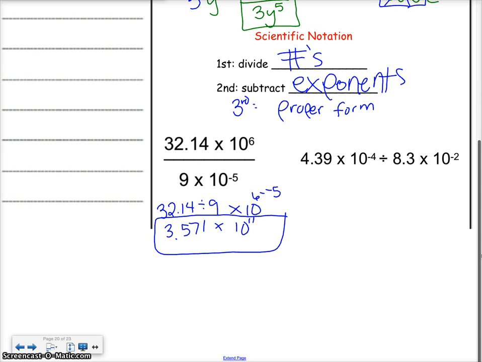What is this? That looks hard. It's supposed to be a division bar. You'll never see it looking like this. But it's the same strategy. I would go 4.39 divided by 8.3. And that's a ginormous number. Let's just do 0.5289.